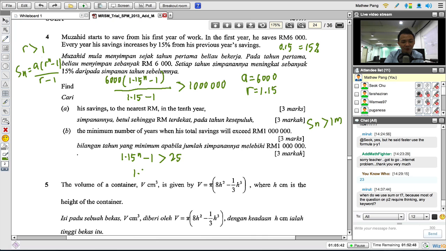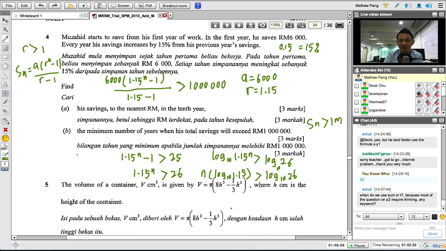Alright, then this is 1.15^n will be bigger than 26. Minus 1 just plus 1. And then you want to take out the power, you have to add the log, right? So I add the log for both sides. Log 1.15^n will be bigger than log 26. This is base 10. So n log 1.15 will be bigger than log 26.